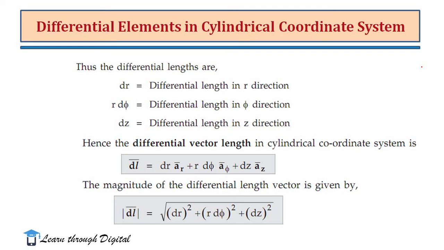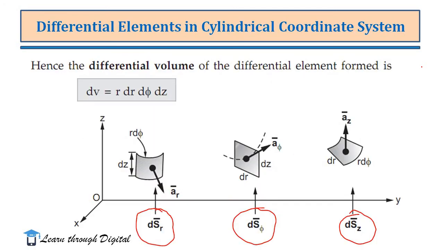The magnitude of the differential length vector is given by modulus of dl vector equals square root of dr square plus r d phi square plus dz square. Hence, the differential volume of the differential element formed is given by dv equals r dr d phi dz. The differential surface areas in the three directions are shown in this figure.